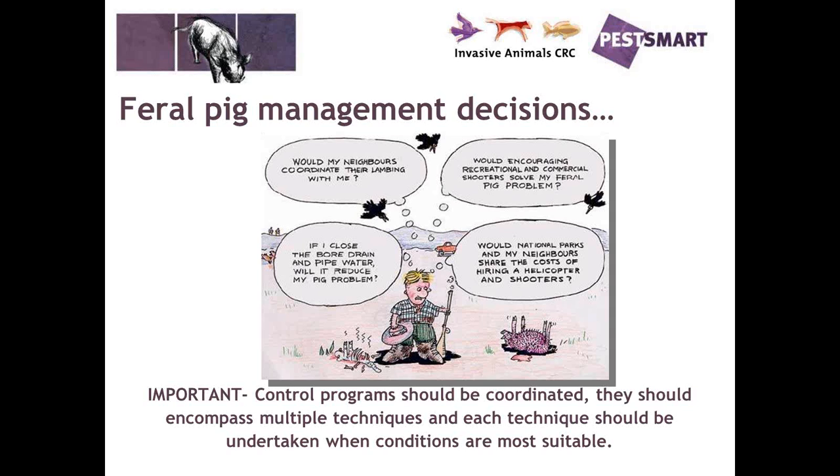It's also very important to implement each technique when it's going to be most cost effective. So it's no good implementing poison baiting when there's plenty of alternative food around and plenty of alternate water, because it's difficult to target. So in those conditions, aerial shooting might be best. But when times dry out and there is limited alternative food, then poisoning might be a better way to go.